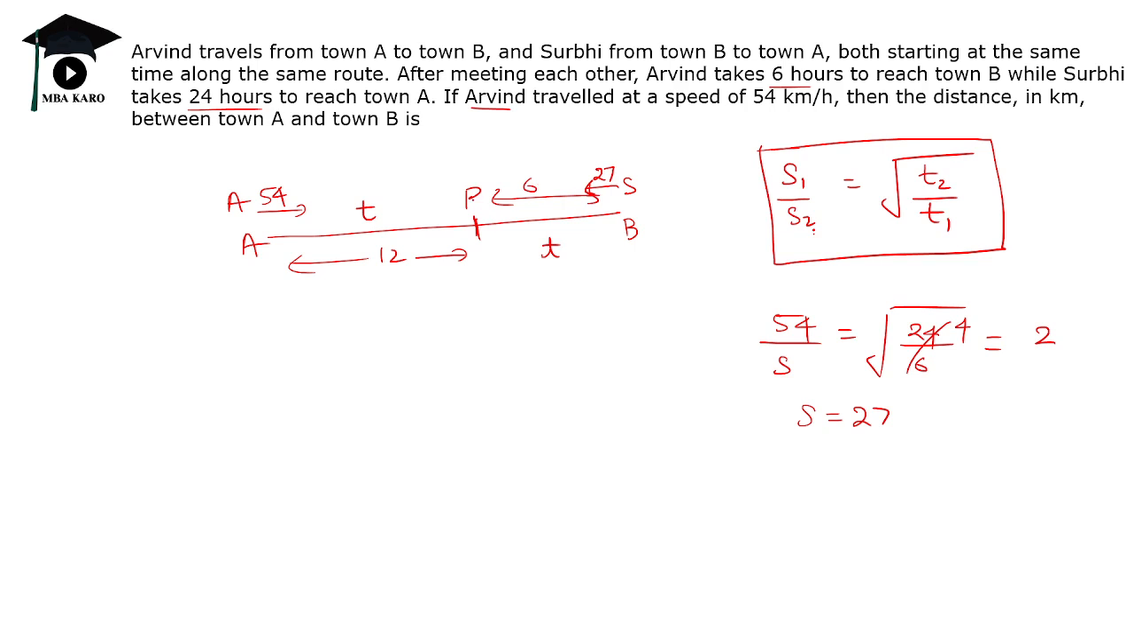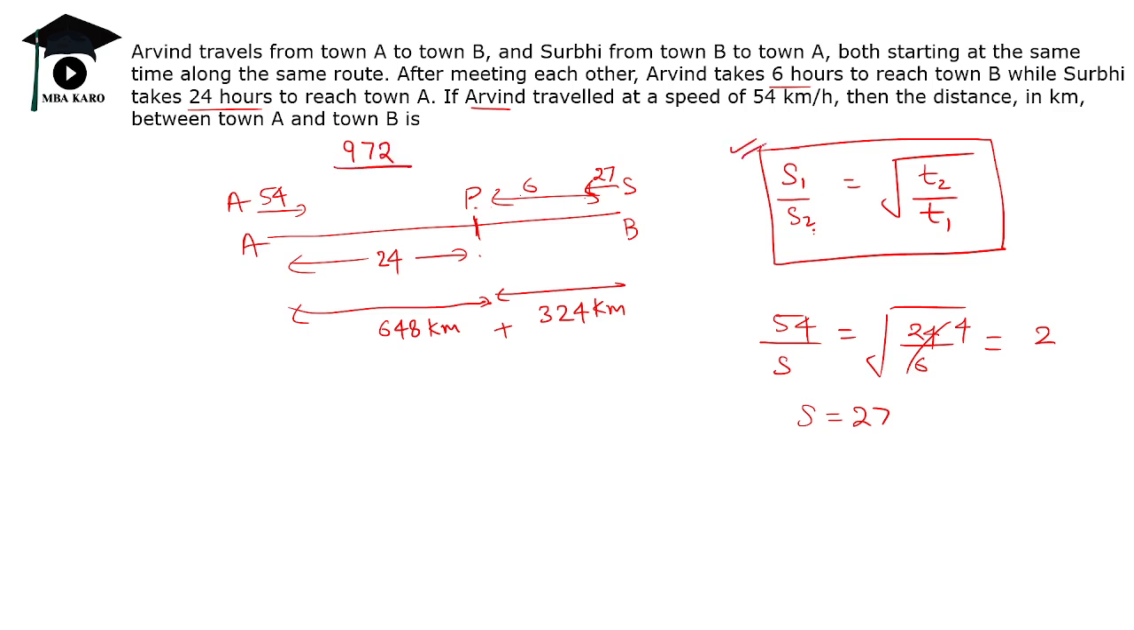Okay. So now Arvind takes 6 hours. That means this distance is 6 into 54, 324 kilometers. Okay, you do not need to find the value of t also, because from here to here Arvind is taking 6 hours, so this distance is 324 kilometers. Okay, and Surbhi is taking 24 hours from this point to this point. So 24 into 27, if you do, you will get 648 kilometers. So this distance is 648, this distance is 324. If you add it, you will get the answer as 972 kilometers.